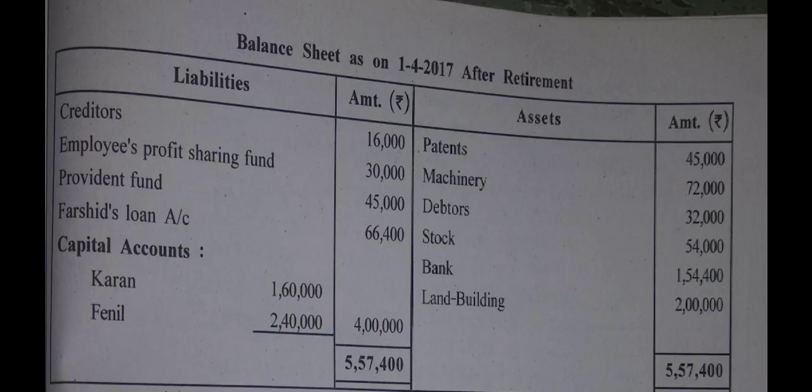Here is your new balance sheet. You can see employees profit sharing fund, provident fund, creditors as it is in the old balance sheet. Yes, as I said. Fine then. On debit side, you can see land and building, machine, everything is as it is. These items do not have any adjustments with it. This is the reason they are written as it is.